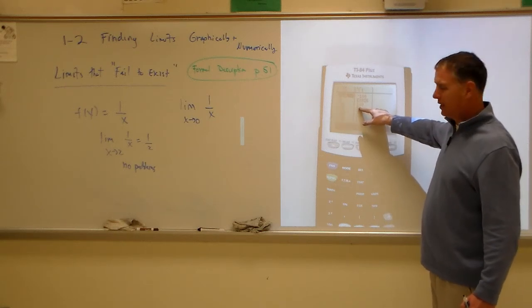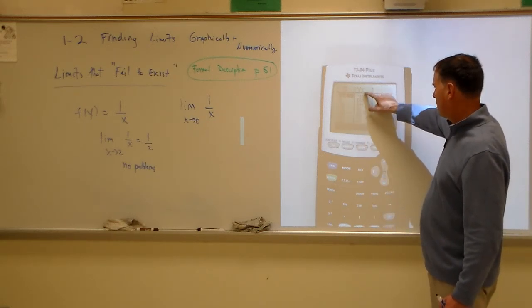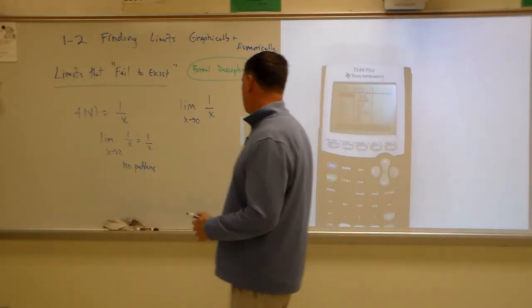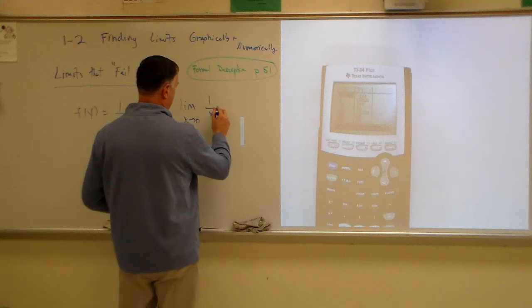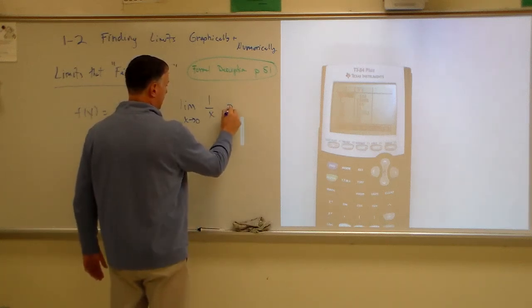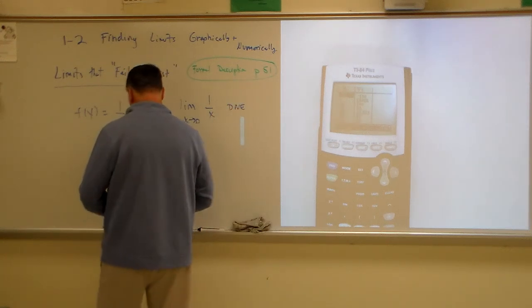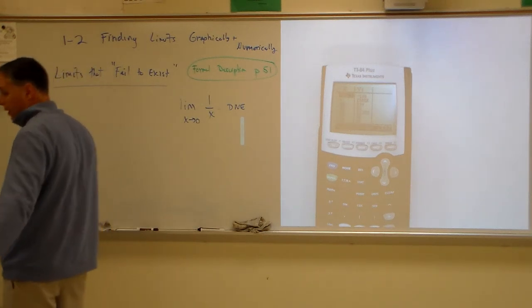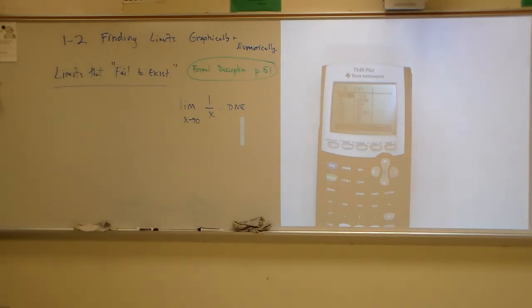In order for a limit to exist, they have to approach the same y value as we come from both sides. So this is a limit that fails to exist. Let's look at another example of a limit that doesn't exist, and then I'll put up some notes for it.